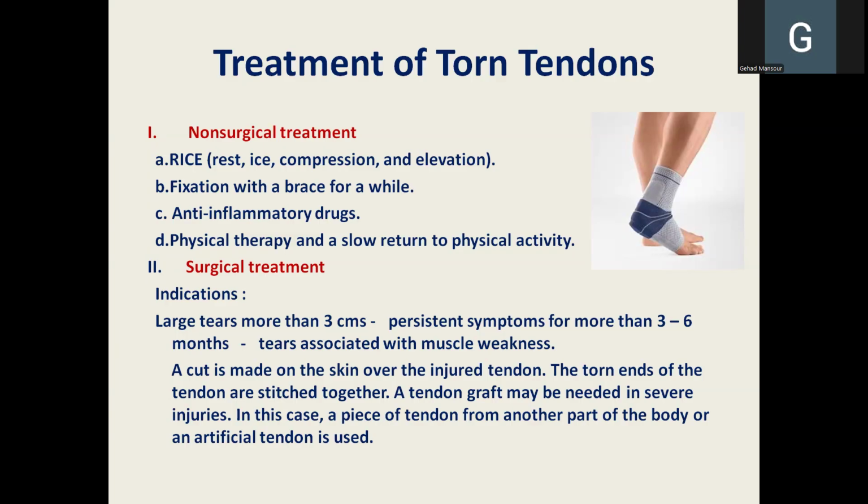And then you hold the torn ends of the tendon and you stitch them together. But sometimes, especially if the tear has been there for long, there might be some kind of contracture or shortening of the muscle, and the torn segments might be too far from each other to be stitched. In such a case we might need a graft or a piece of tissue to put in between the torn ends so as to approximate them together and be able to stitch.